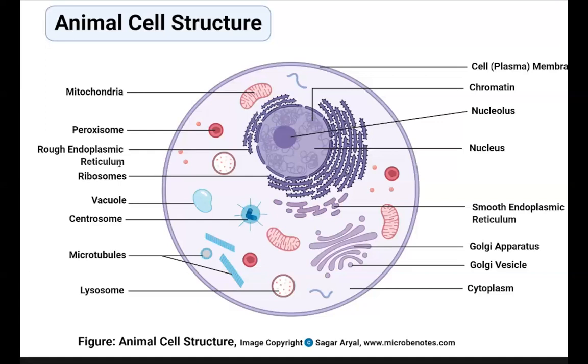Now, let's talk about the Golgi apparatus. The Golgi apparatus is the structure found in the cell that has a single membrane and is often used for storing excess food produced by the cell.